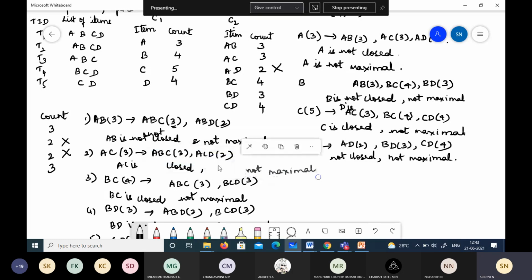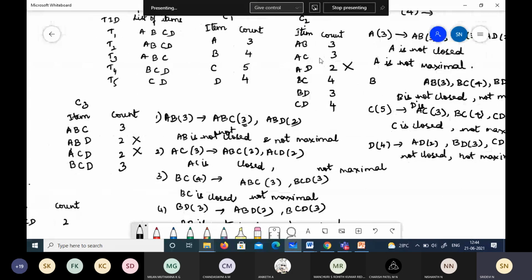Have we considered that for generating the next item set? From this we will generate these 3 item sets, isn't it? For that I have not considered AD, only ABC. Then we can have ABD, ACD, and BCD. That's what I have considered here.